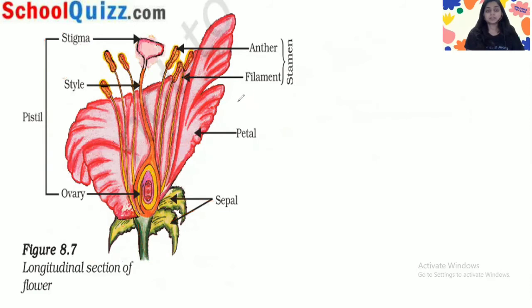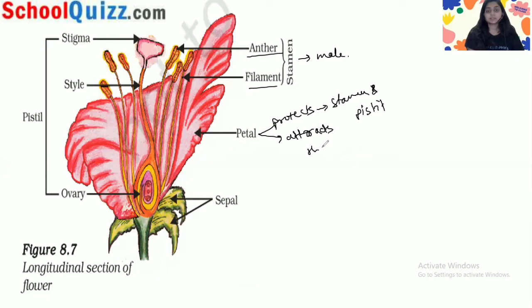So in a flower there will be a filament and an anther, and together they are called the stamen. Stamen is the male reproductive part. There will be a petal. The petal protects the stamen and pistil, because they are the most important part of the plant, and it attracts the insect.